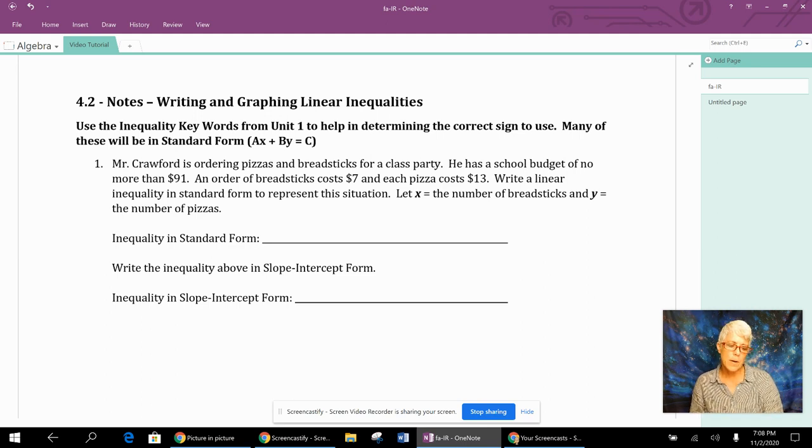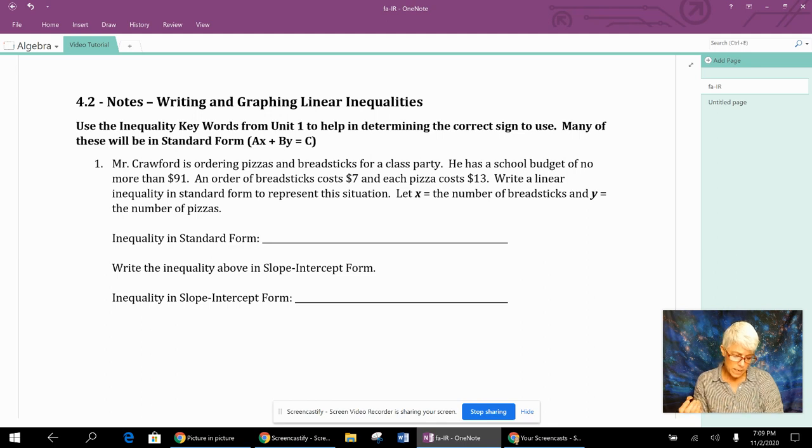So our first story talks about Mr. Crawford. He's ordering pizzas and breadsticks. He can spend no more than $91. Breadsticks are $7, pizzas are $13, and it asks us to write a linear inequality in standard form to represent the situation. They went ahead and defined our X and Y. So X is the breadsticks and Y is the number of pizzas.